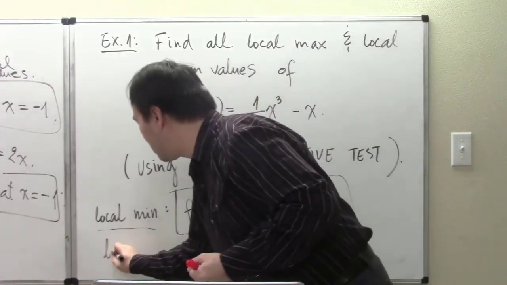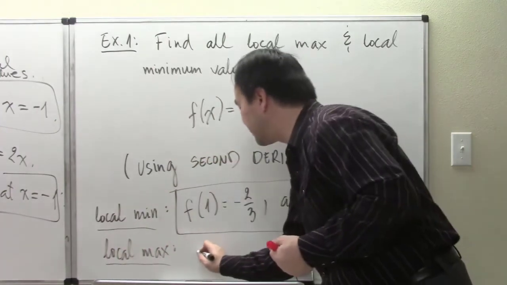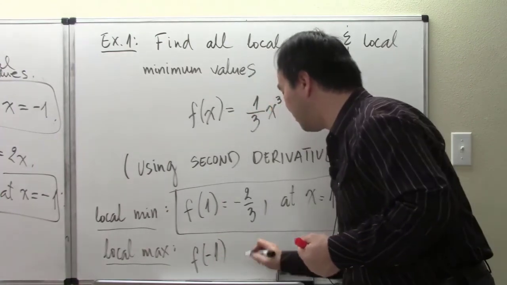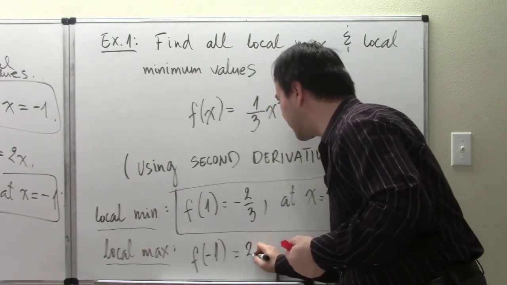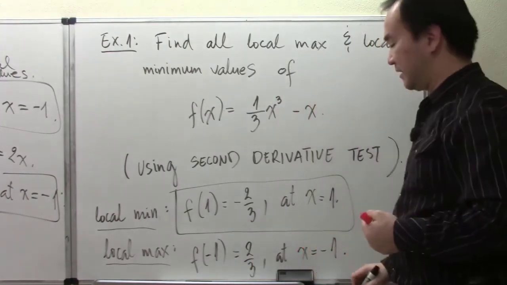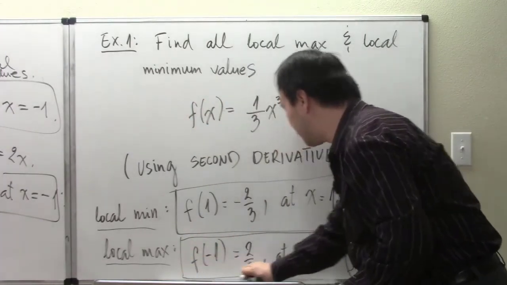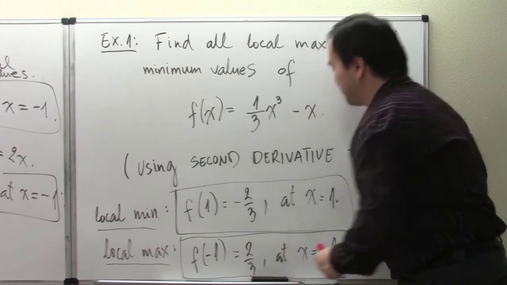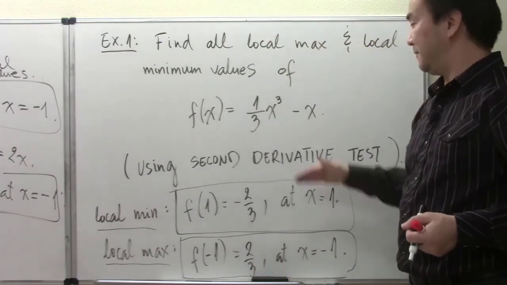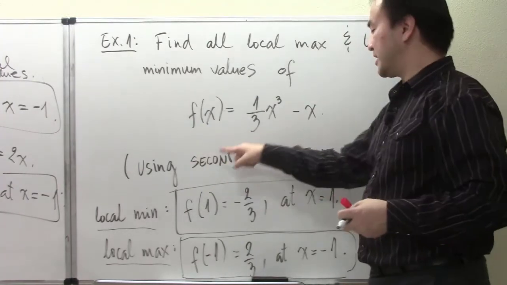As far as the local maximum, we found the value f of negative 1 being positive 2/3, and it's happening at x equals negative 1. That's the other answer in our example here, to find all local maximum and local minimum values of this designated function. And that's the whole idea about using the second derivative test.